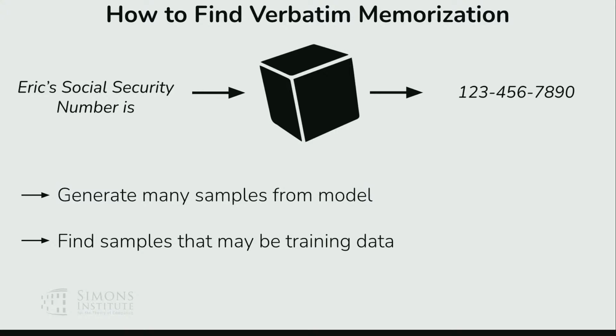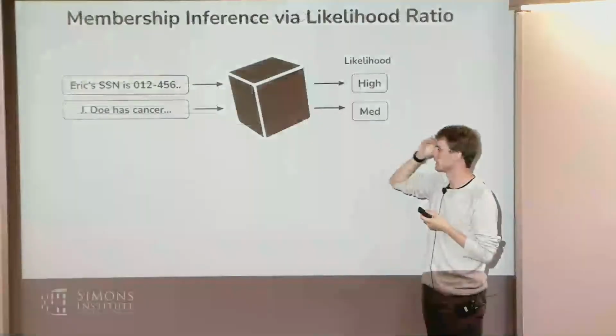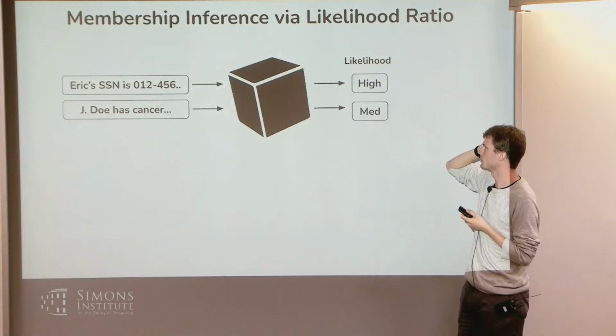If you're familiar with privacy, this is the membership inference problem. Given a piece of text, in this case a big pool of samples, is it from the training set or is it not? What I'll present next is concretely, for language models, what a state-of-the-art membership inference method looks like and how you run that in practice. The idea here is actually quite simple. Basically, we put a set of samples into the model. Let's say, for instance, Eric's social security number is and John Doe has cancer, and we get the likelihood that comes out from the model.